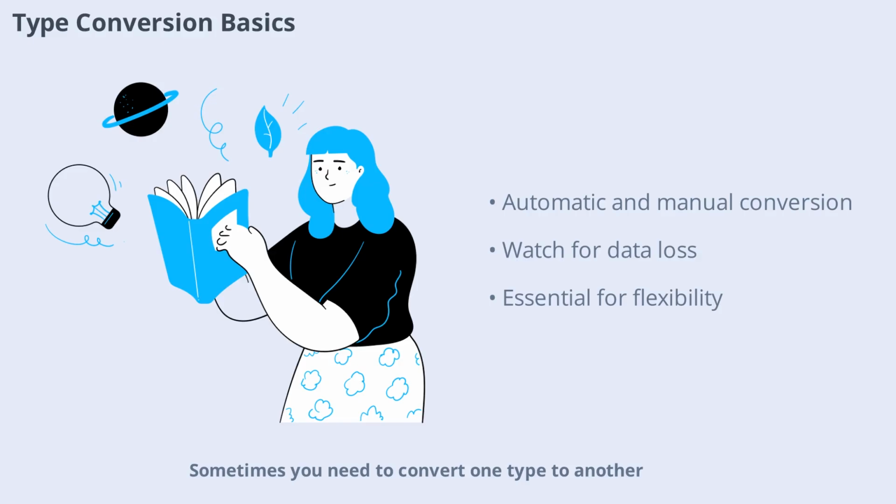Sometimes you need to convert one type to another, like turning an int into a double or a string into a number. Java provides rules and methods for type conversion, but you need to be careful. Automatic conversions can sometimes lose data or cause errors. Understanding how and when to convert types is essential for writing flexible, bug-free code.